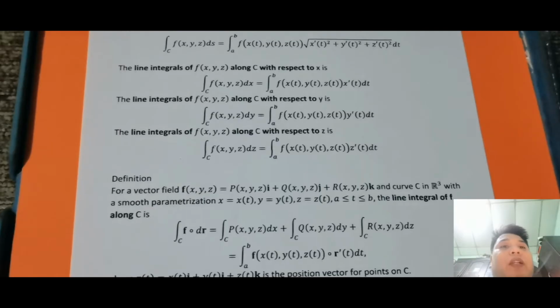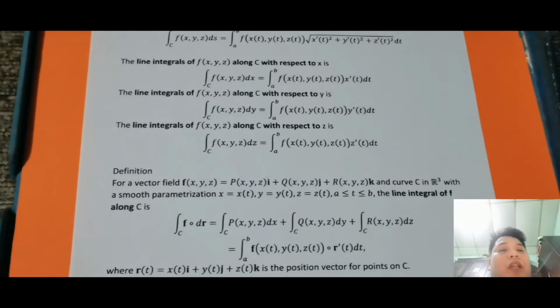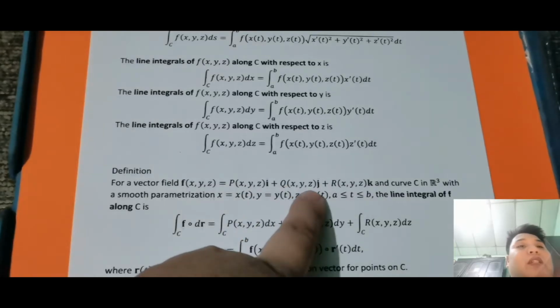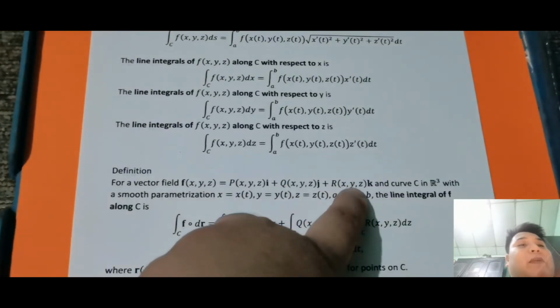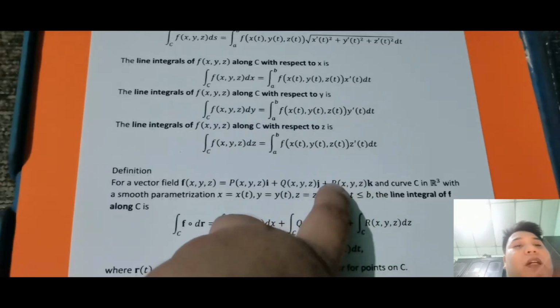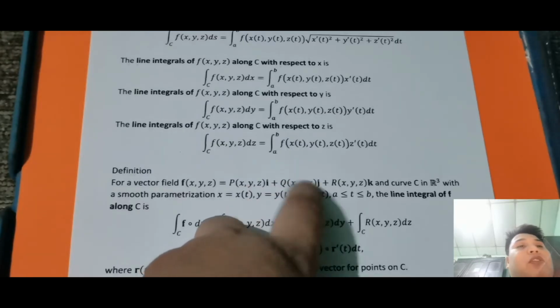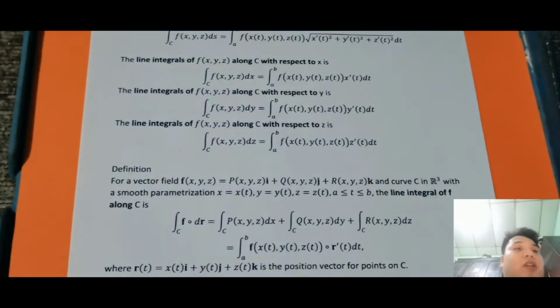Now, for a vector field F of x, y, z. Ito yung ating vector field. Naalala nyo naman, i-extend natin yung vector field. Kung naalala nyo, P dx plus Q dy yun, or P of x, y i plus Q of x, y j last time. Now, what if F of x, y, z siya? Nasa 3-dimensional. So, that is P of x, y, z i, Q of x, y, z j, R of x, y, z k. Nagkaroon ng k. Again, yung nakatouch kay i is yung P, Q yung sa j, then R sa k. Lagi nyo susundin yung ating formula.